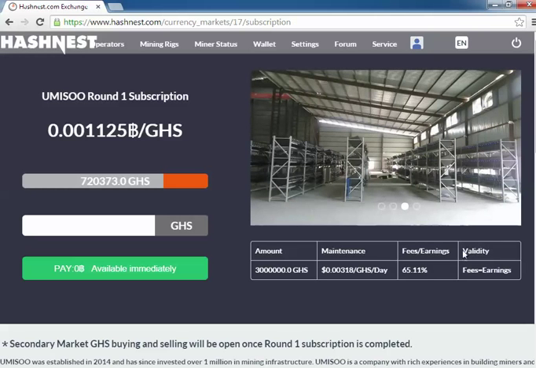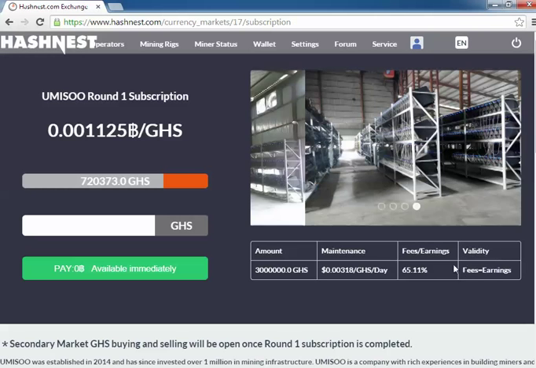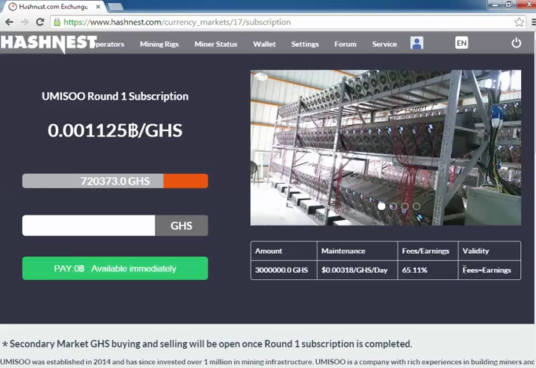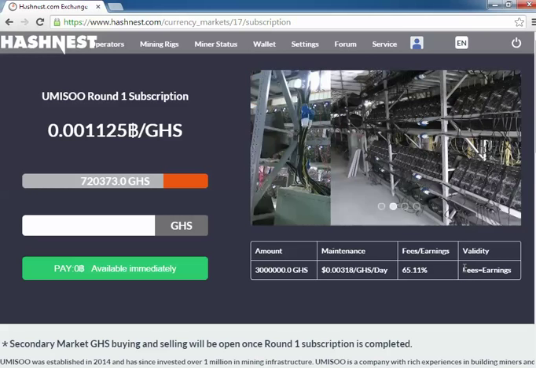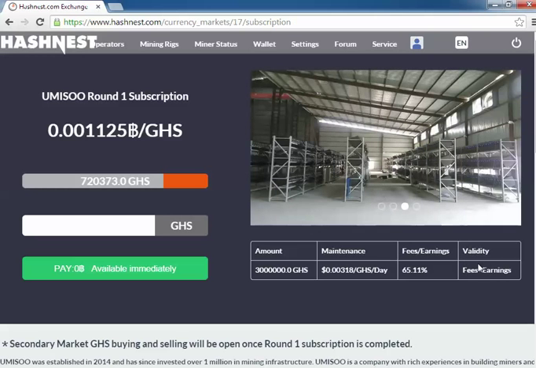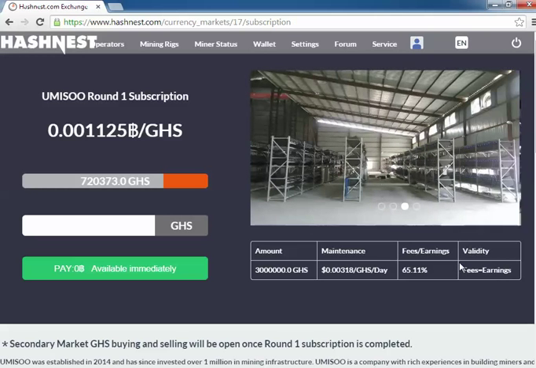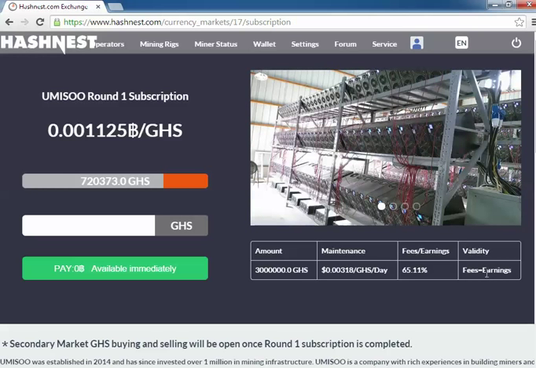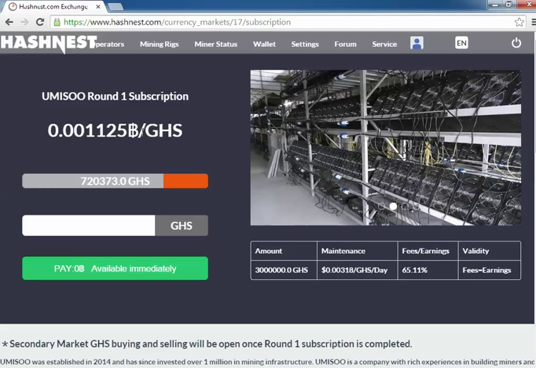Validity tells you how long your purchase is valid for. If you buy a GigaHash now, it is valid until the fees that you are paying is the same as what that miner is actually bringing in its earnings. At that point, they stop mining for 10 days, and obviously if the miner becomes profitable, it reopens. If not, they will close that subscription off.